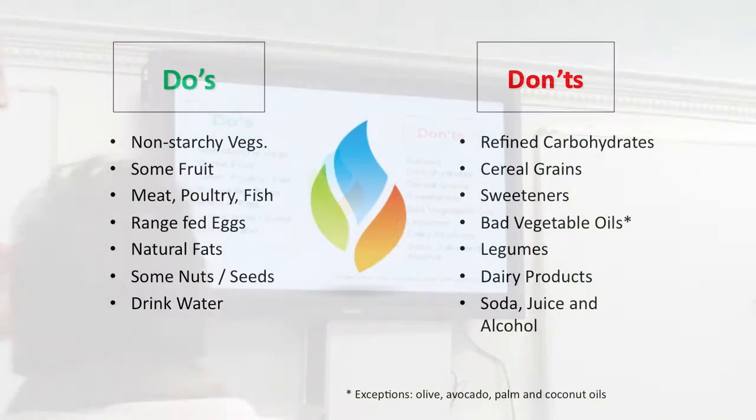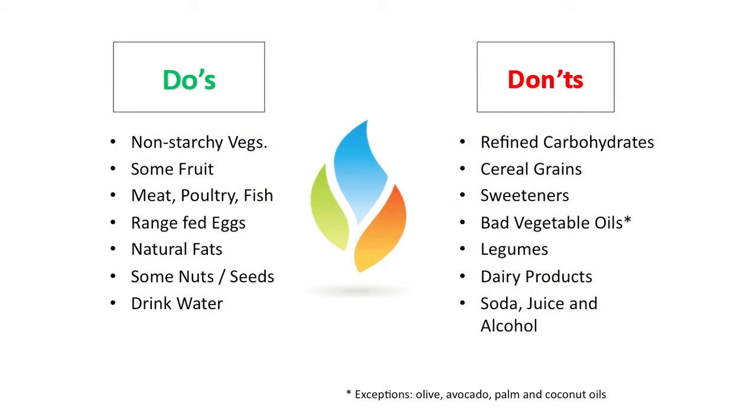So, I didn't want to do too much of this, but I'm going to give you some do's and don'ts. What should you be eating? Unlimited non-starchy vegetables, some fruit, plenty of meat, poultry, and fish, but really high quality stuff. Organic, grass-fed, grass-finished, meadow-raised, range-fed, happy chickens, fertilized eggs. All right, I won't get into the happy chickens, but range-fed eggs. Natural fats, lots of good, high-quality natural fats. Some nuts and seeds, and drink lots of water.